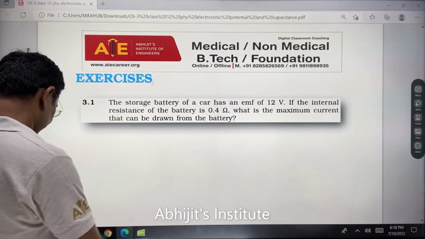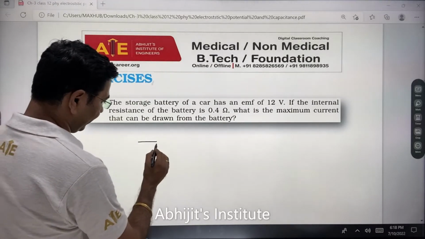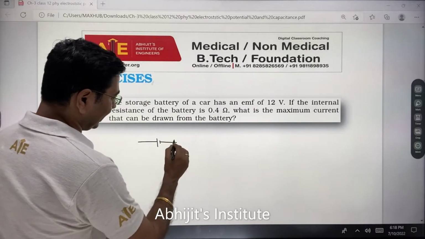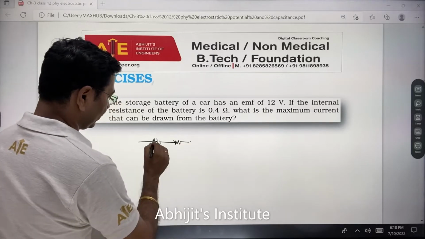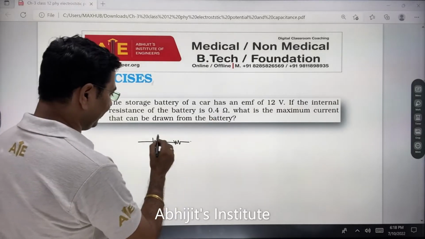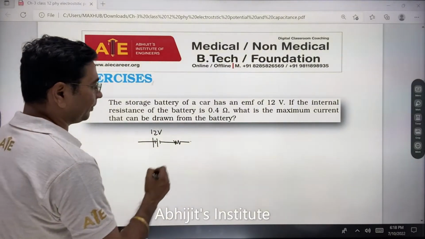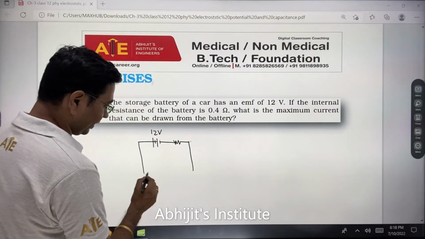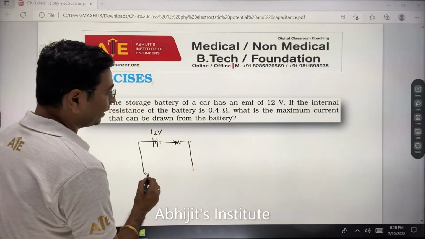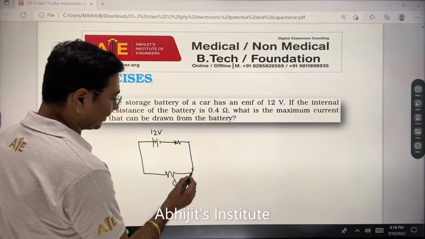Okay, you have got a storage cell. So you have got a battery. A storage battery of a car has an EMF of 12 volts, and the terminal resistance of the battery is 0.4 ohms.